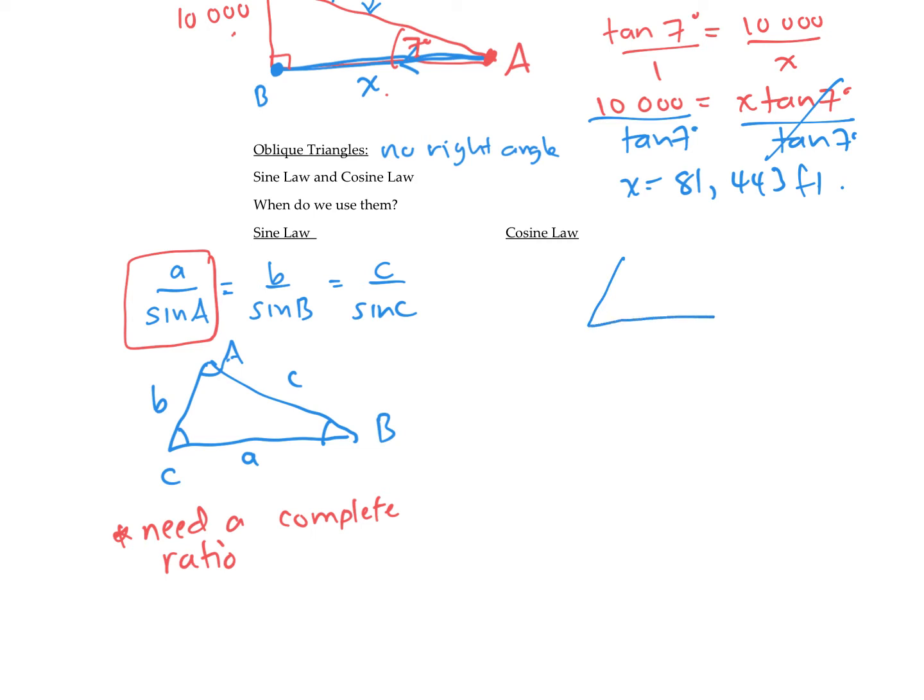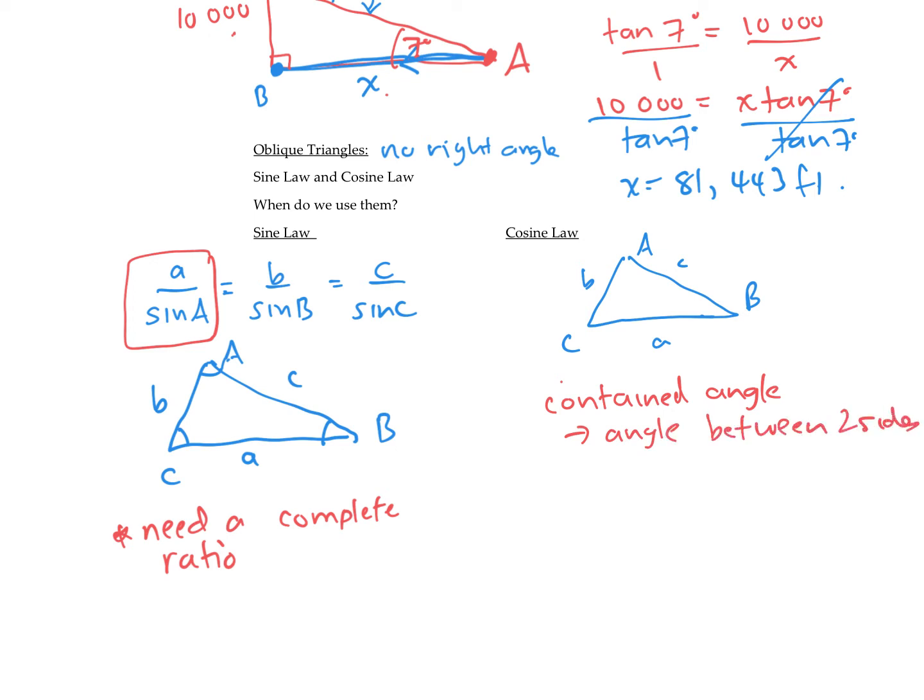Cosine law, so same non-right angle triangle. Cosine law, we have two situations. We either have a contained angle, and a contained angle is an angle between two sides. So for example, maybe we have this triangle here. We know this angle, and then we know the two sides. So you can't use sine law with a contained angle because you have an angle but no side.